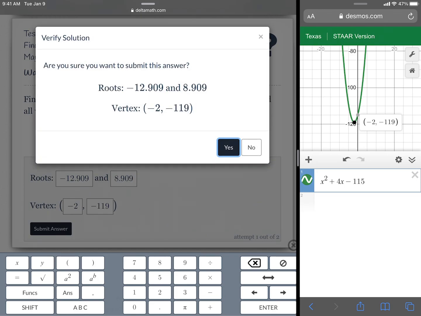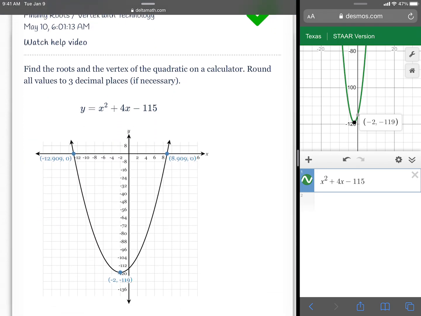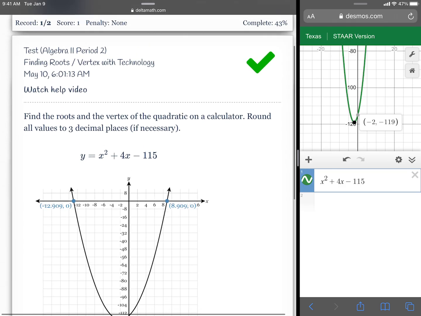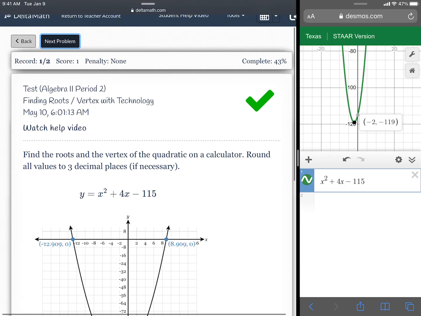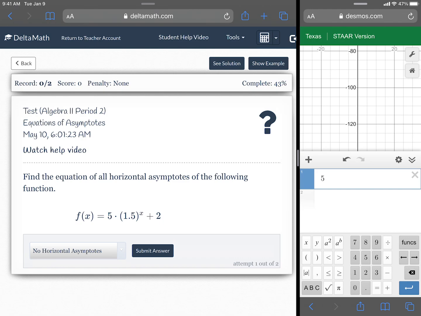So again, we're just getting practice here, making sure that A, we know what those words vertex and roots mean, B, that we're comfortable using the calculator. And so one last one, similar idea here, equations of asymptotes. Asymptotes, it's best to just look at the graph and you'll see it. It wants us to find the horizontal asymptotes of 5 times 1.5 to the x, plus 2.